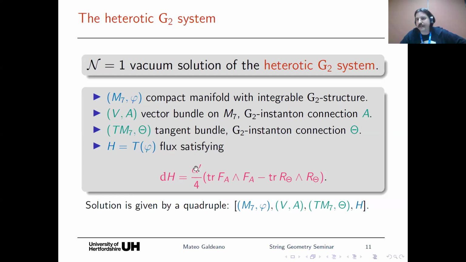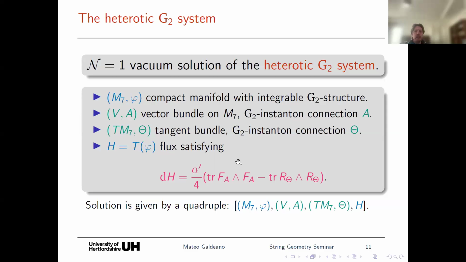Here, this alpha prime is just a constant positive parameter, a physical parameter measuring the length of your string, but you don't have to worry too much about that. It's just a parameter. So essentially, if you want to give me a solution to this heterotic G2 system, you have to give me this quadruple with the manifold, the connections, the flux, and then you have to ensure that you satisfy this.